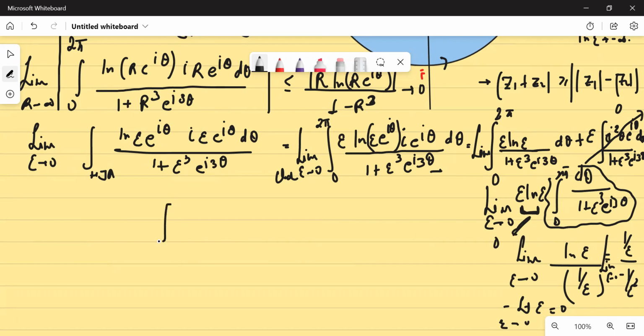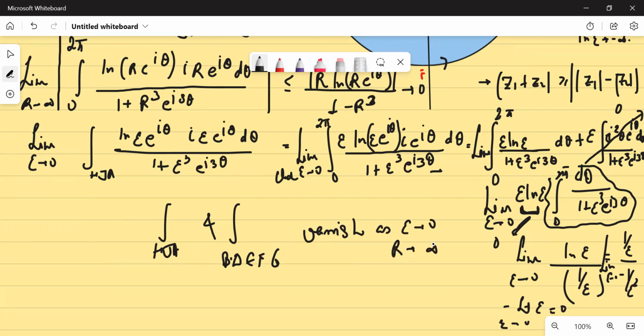So it is fairly easy to see that the integration along HJA and the integration along BDEFG vanish as epsilon tends to 0 and as r tends to infinity. This is clearly easy to see.